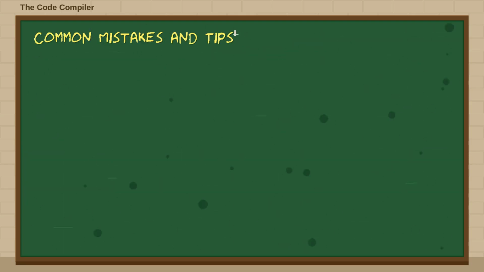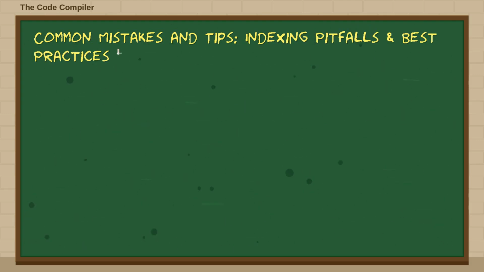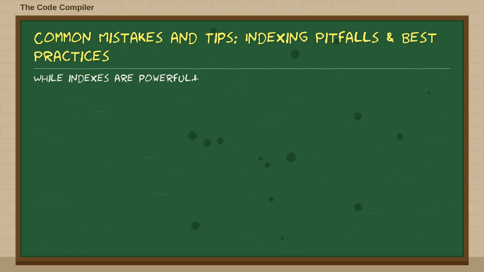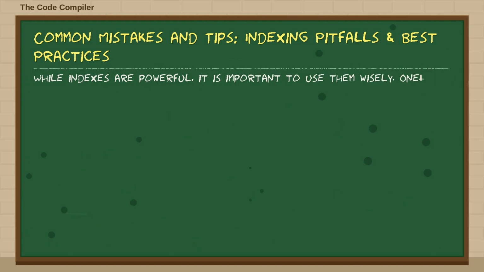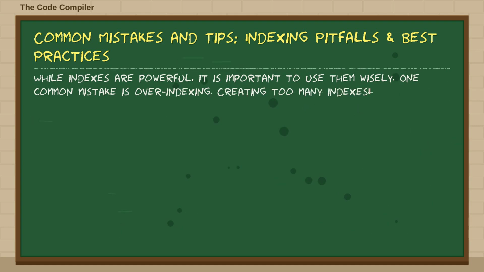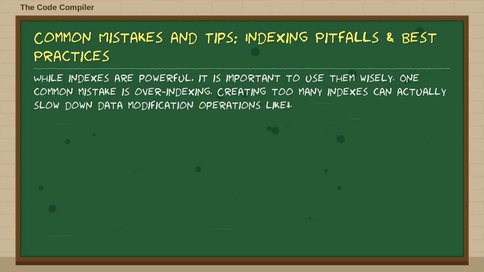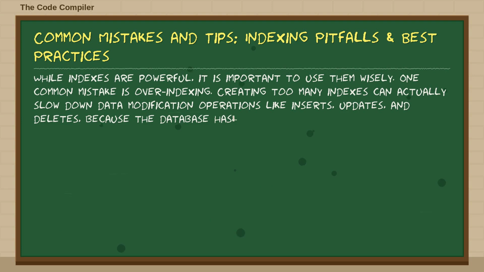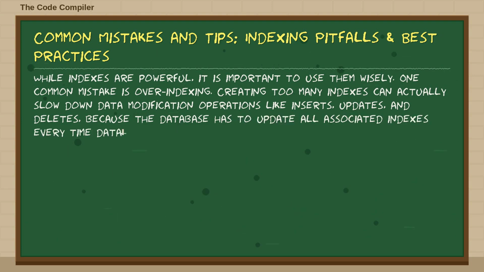While indexes are powerful, it is important to use them wisely. One common mistake is over-indexing. Creating too many indexes can actually slow down data modification operations like inserts, updates, and deletes, because the database has to update all associated indexes every time data changes.